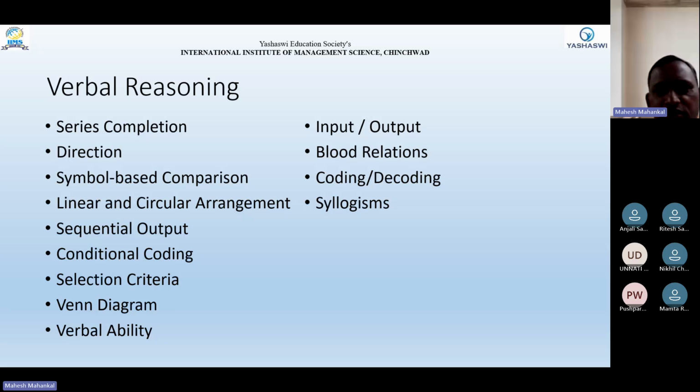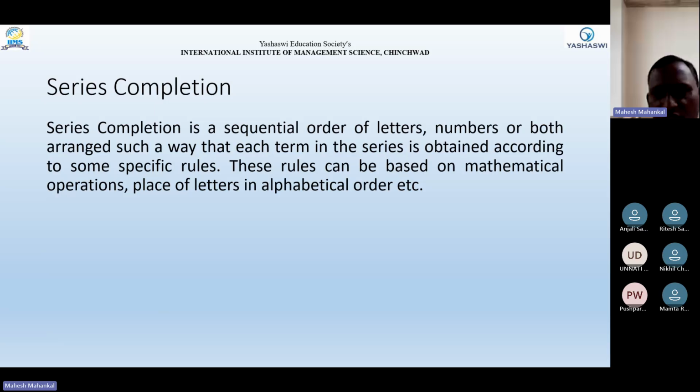What is meant by series completion? Series completion is a sequential order of letters, numbers, or both arranged in such a way that each term in the series is obtained according to some specific rules. These rules can be based on mathematical operations, place of letters, and alphabetical order.